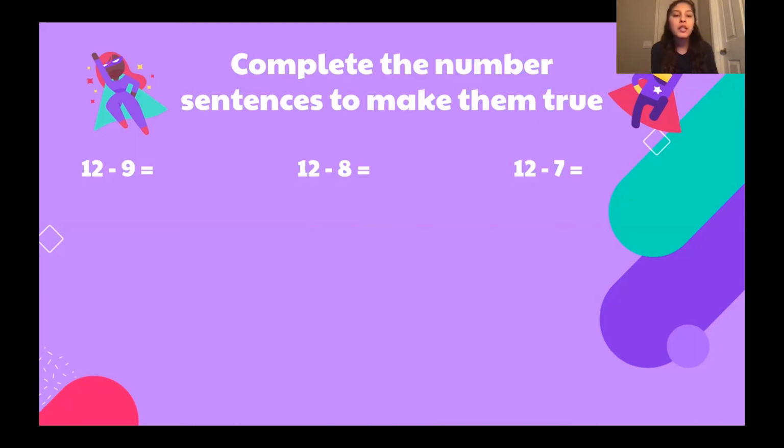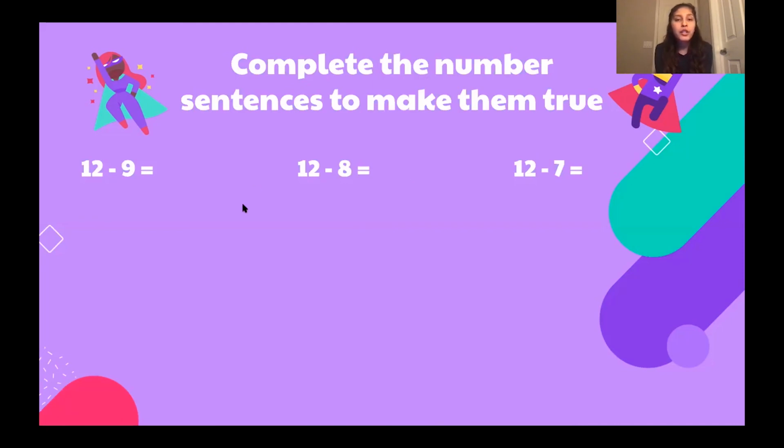It says complete the number sentences to make them true. So we have the problems 12 minus 9 equals, 12 minus 8 equals, and 12 minus 7 equals. So you can go ahead and solve all 3 of these problems. You can use the same strategy for all of them, or you can use a different strategy for each. So go ahead and solve it, and once you're done, you can hit unpause so that you can compare your answers to mine.